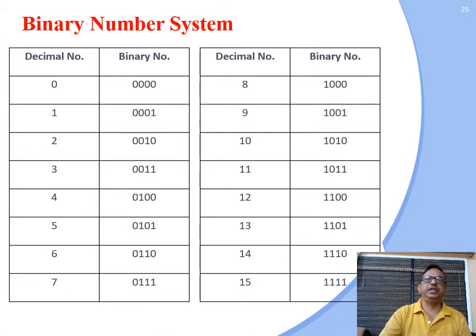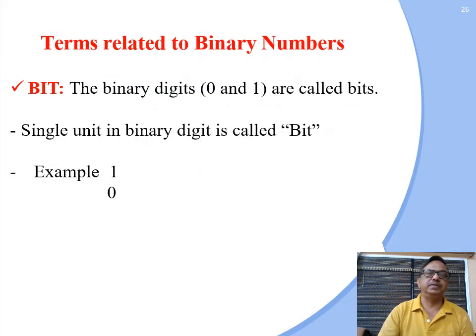So if we see the table of the binary number system, in which I have shown the comparison of decimal and binary numbers from 0 to 15, these four digits, or we call them bits, when they come together are also known as a nibble.